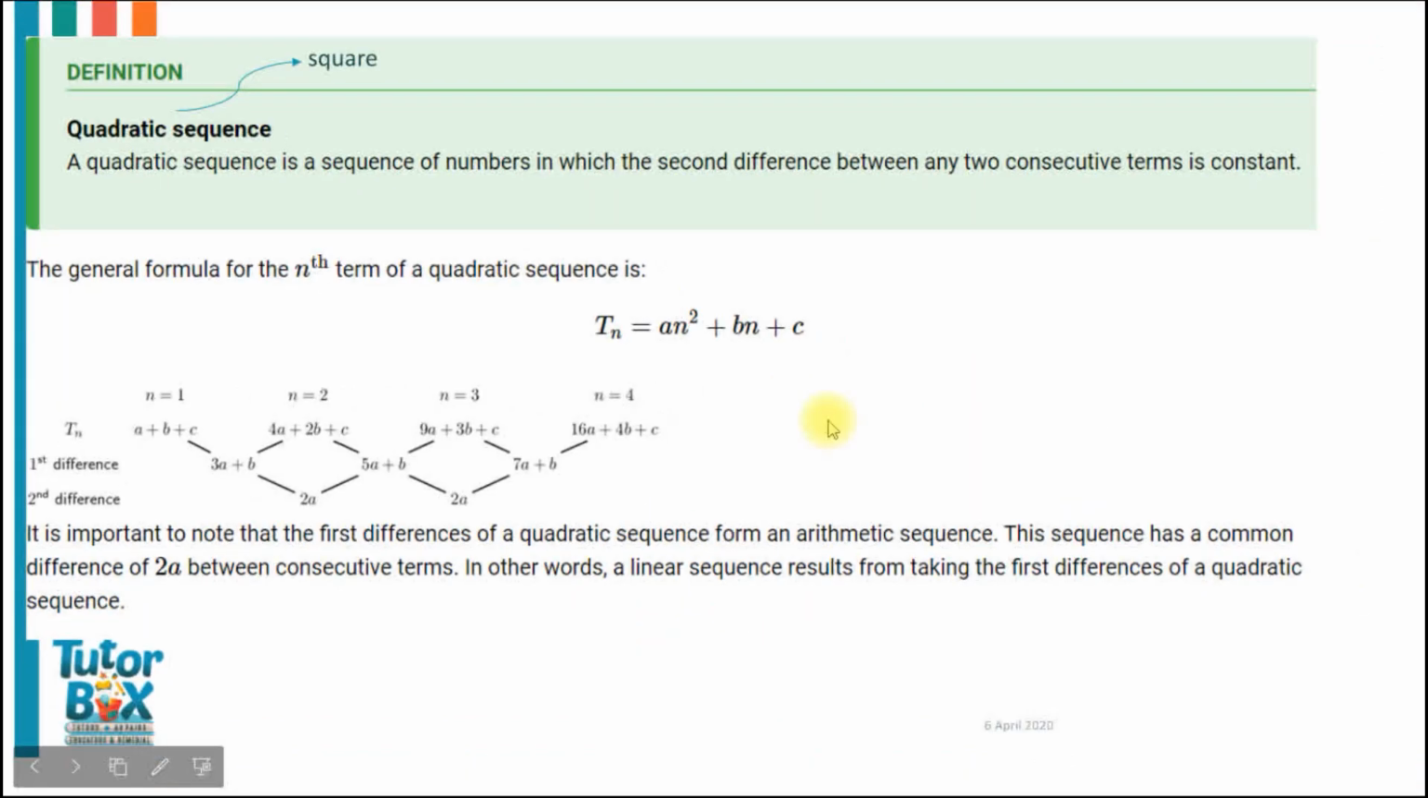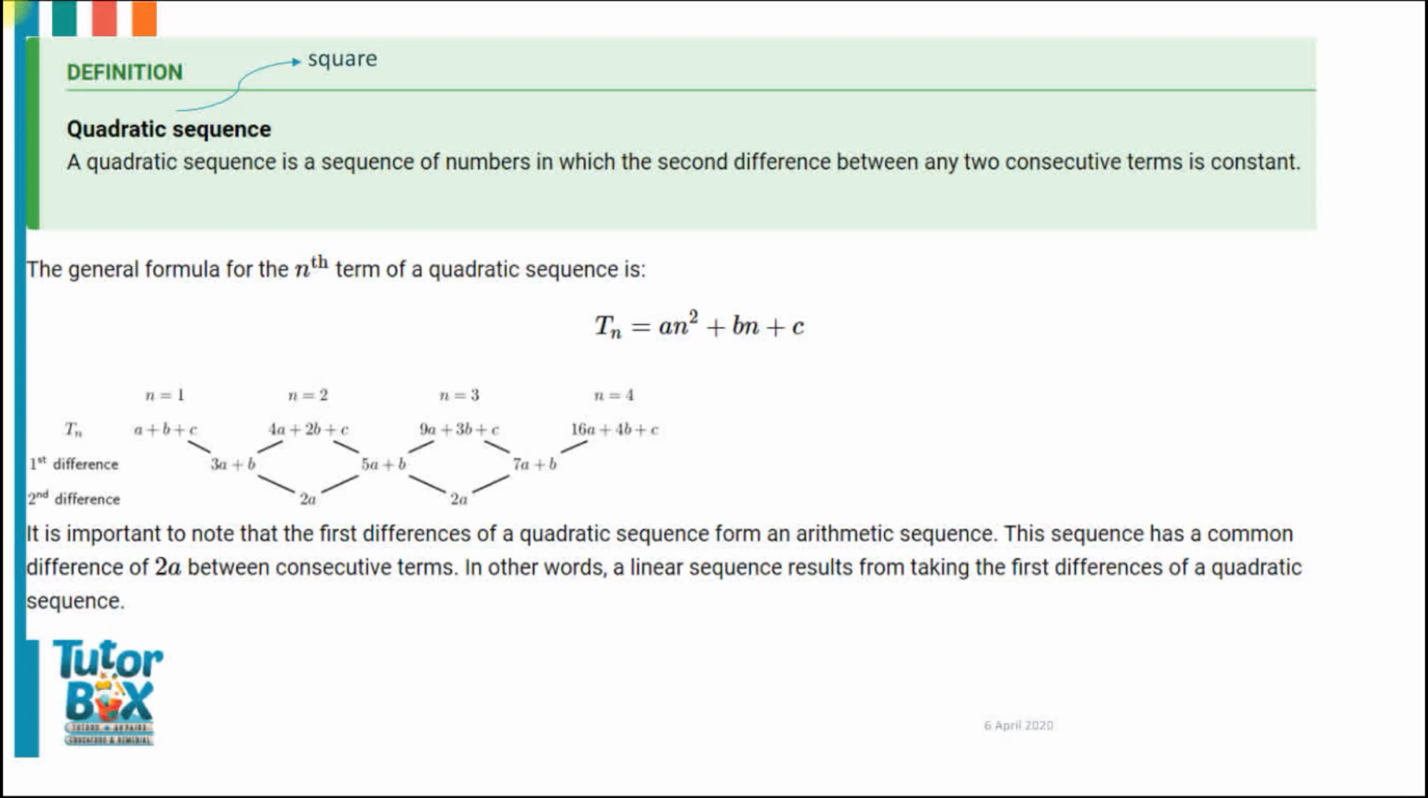Next up, let us revise quadratic sequences. A quadratic sequence is a sequence of numbers in which the second difference between any two consecutive terms is constant. First, you're going to discover that the first difference is actually not constant. So then you have to get the second difference. And if you get it to be constant, there you go. You've got yourself a quadratic sequence.